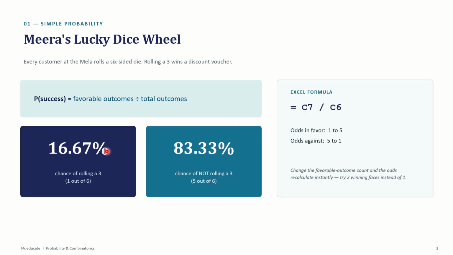16.67%. That's roughly a 1 in 6 chance, which Mira can also describe as odds of 5 to 1 against. And flip it around, the probability that a customer doesn't roll a 3 is 1 minus 16.67%, which comes out to 83.33%. That is 5 out of 6 chances, with odds of 5 to 1 in Mira's favor.